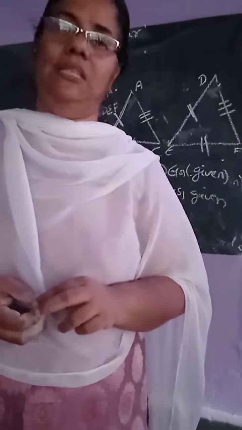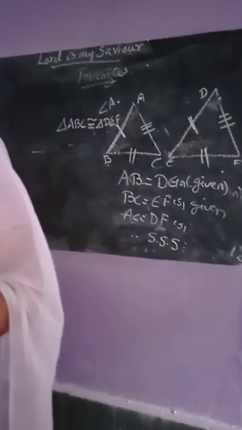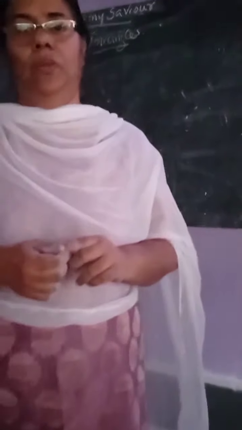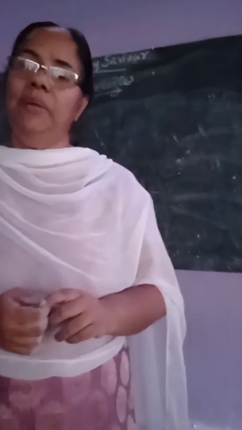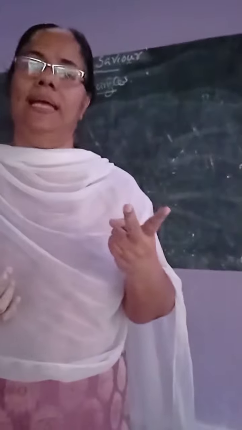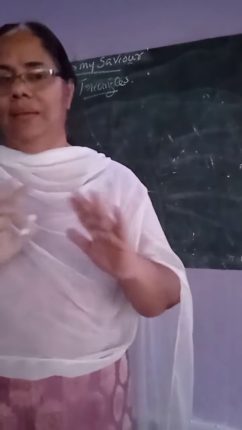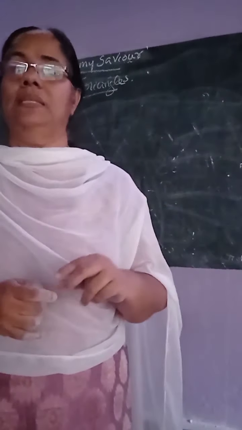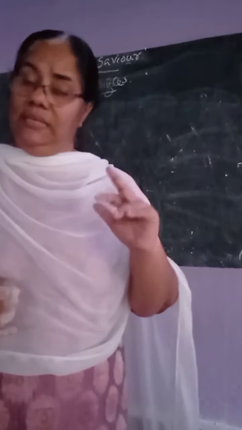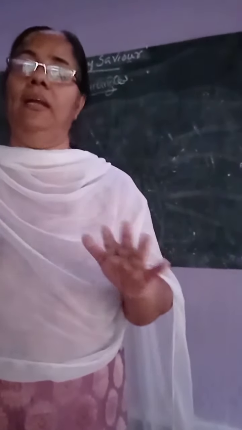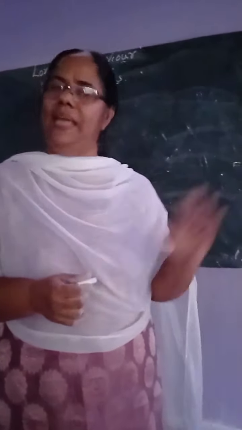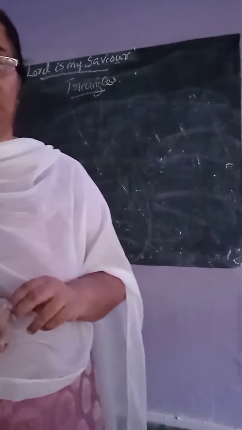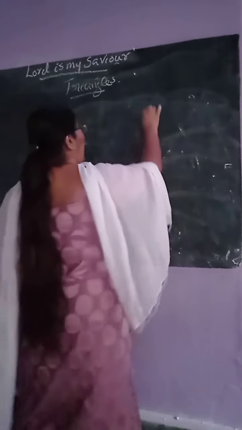Then the next theorem is AAS. What's the meaning of AAS? Two angles and one side. From the notation itself, two angles. If two angles and a side of one triangle are equal to the corresponding two angles and one side, in the same way you can prove that. Then one more is RHS.